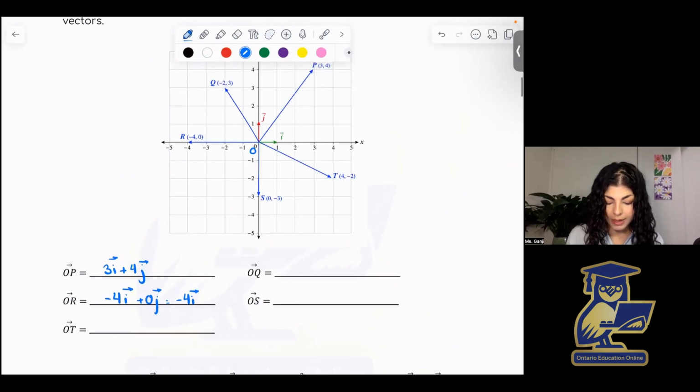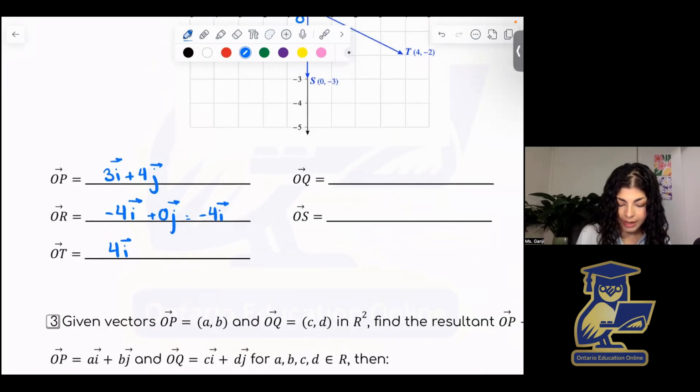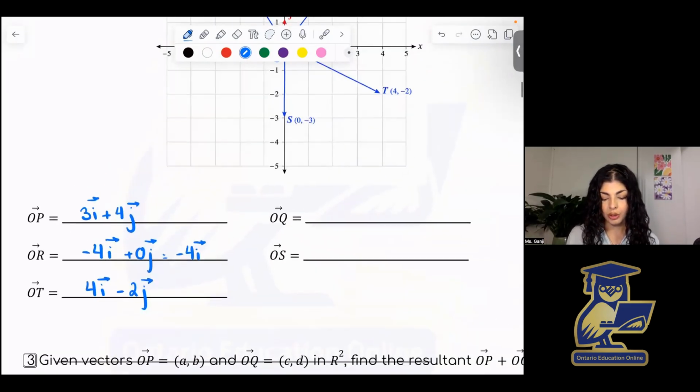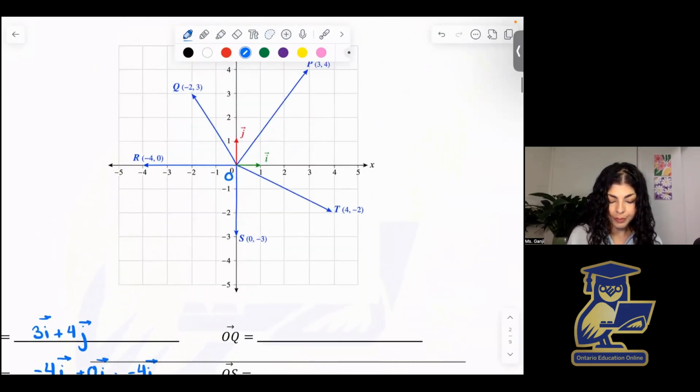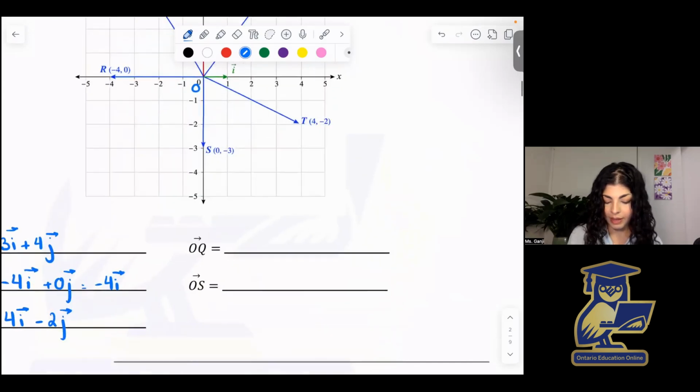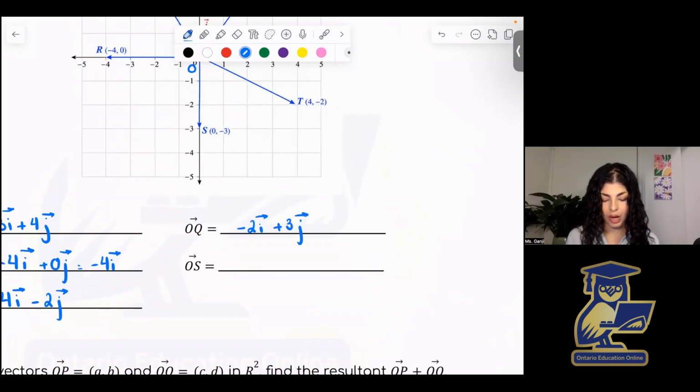Now, OT, we have 4i minus 2j. And again, I'm just using those components. OQ, we go up there, we have -2i plus 3 times vector j.